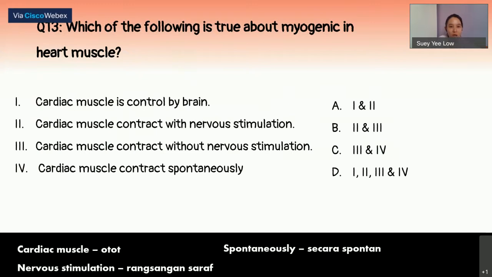Which of the following is true about the myogenic nature of heart muscle? First one, cardiac muscle is controlled by the brain. Two, cardiac muscle contracts with nervous stimulation. Three, cardiac muscle contracts without nervous stimulation. Four, cardiac muscle contracts spontaneously. Nervous stimulation basically means controlled by the brain. So is cardiac muscle controlled by the brain? That's not right. Our heart muscle, the cardiac muscle, is myogenic, which means it is not controlled by the brain. So the first one is wrong. How about the next?